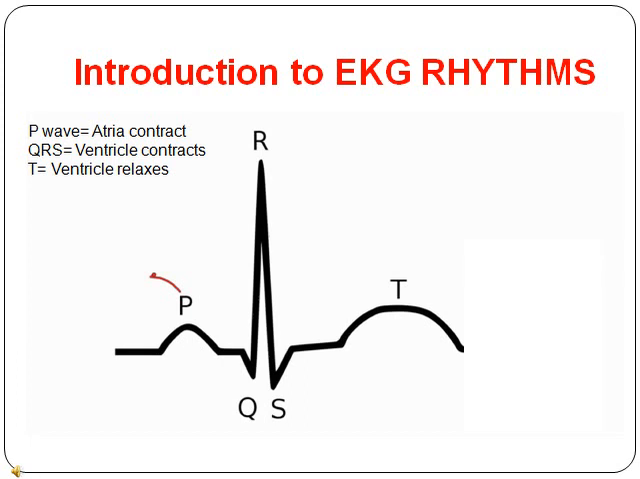Basically, you have atria contract, atria relax, ventricles contract, ventricles relax. The reason why you don't see the atria relax on this is because it happens much quicker and it kind of gets lost in the QRS. So all you have to know is the P wave is the atria, the QRS and the T is the ventricle. QRS is when the ventricles contract, T is when the ventricles relax.